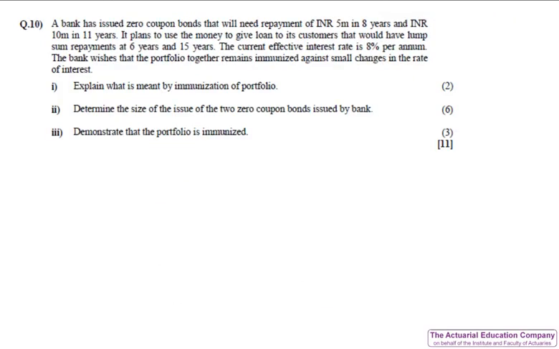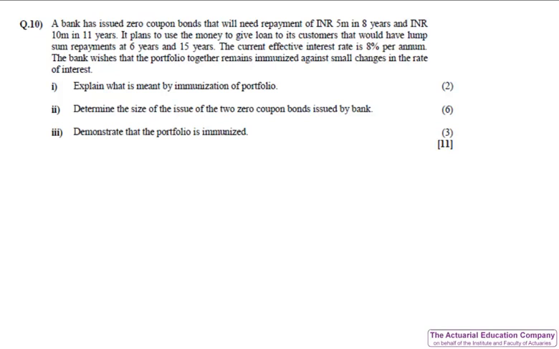Question 10 tests immunization from Chapter 14 of the notes and makes our second question on Chapter 14 for a total of 18 marks altogether. It's actually extremely generous on marks for a very straightforward question. Part 1 is bookwork explaining what is meant by immunization, and Part 2 we need to work out the size of the two zero coupon bonds which ensure that our liabilities are immunized.